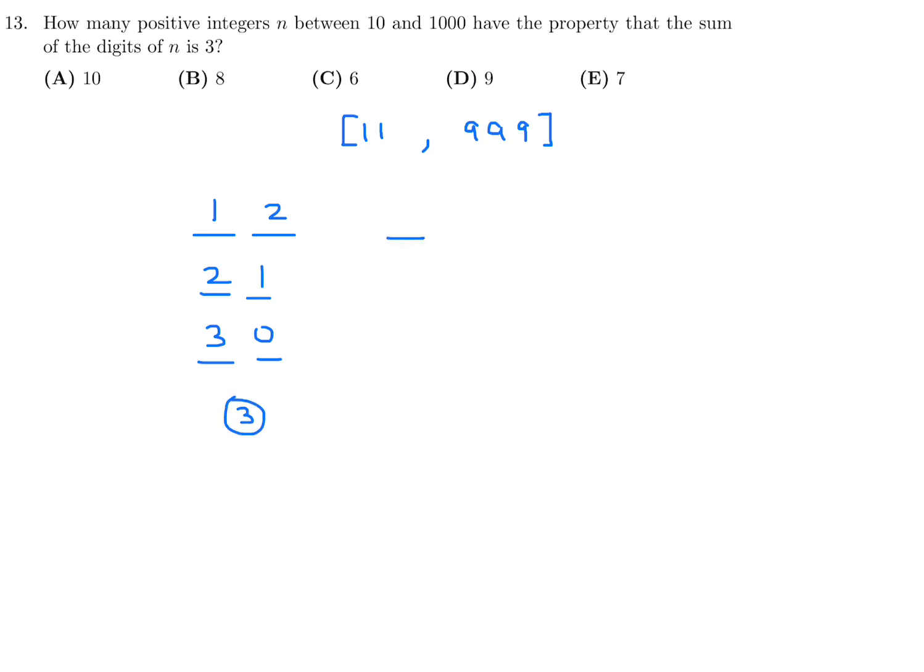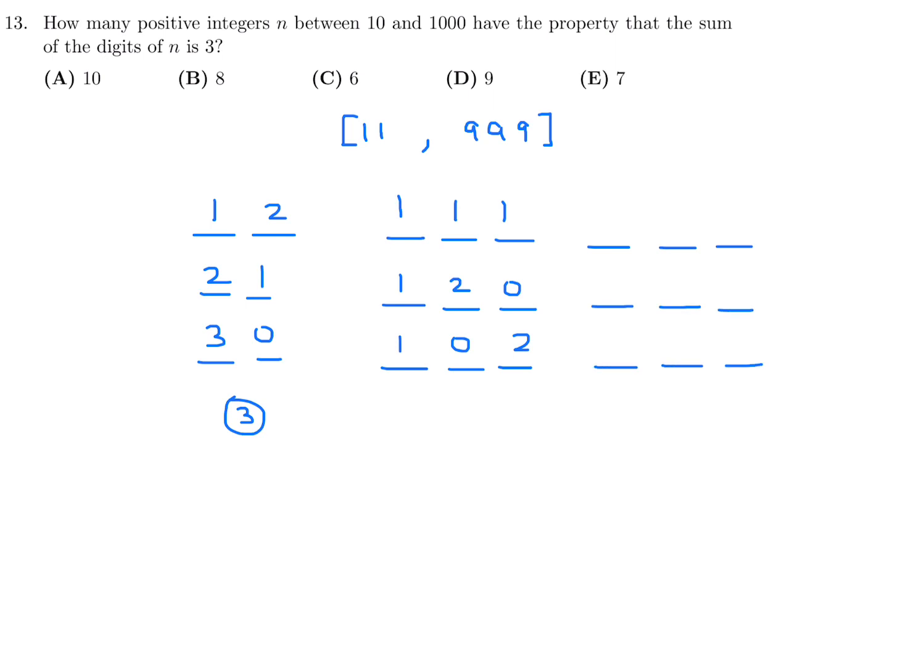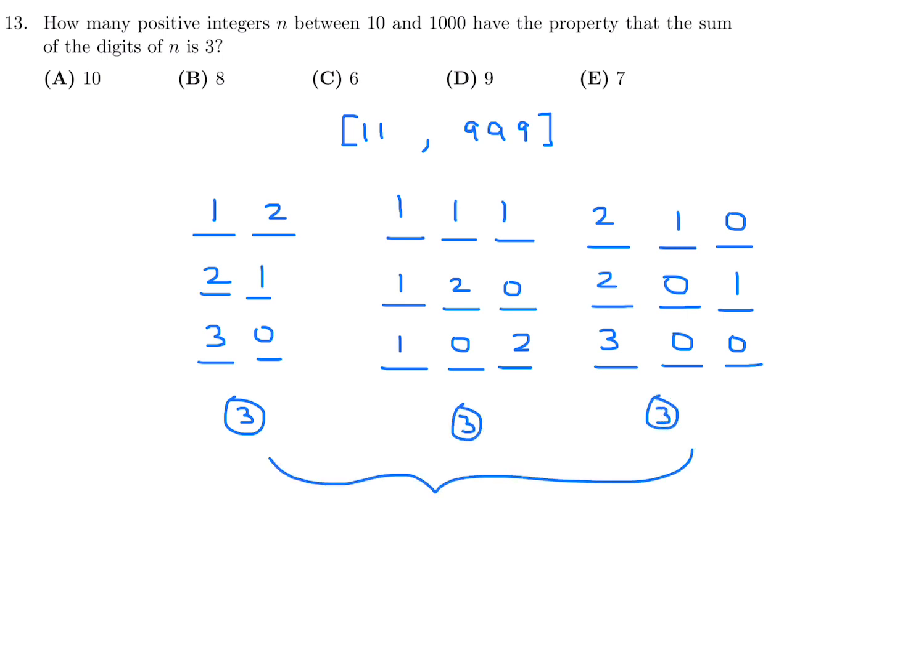Now let's look at the numbers that have 3 digits. If there's 3 digits, we can put 111, 120, or 102. Another way of making these numbers would be to put 2 in the front, and that would give me either 10 or 01. And then the last way is to put a 3 and then have 0 and 0. So we got 3 here, another 3 here, so a total of 9 if you add all these up. So number 13, the answer is D.